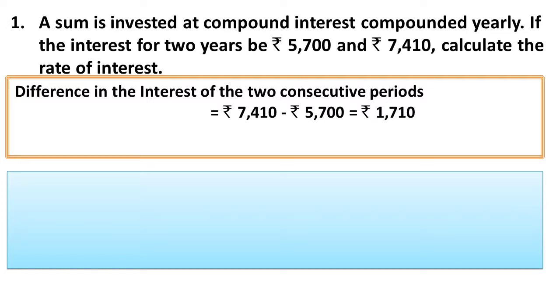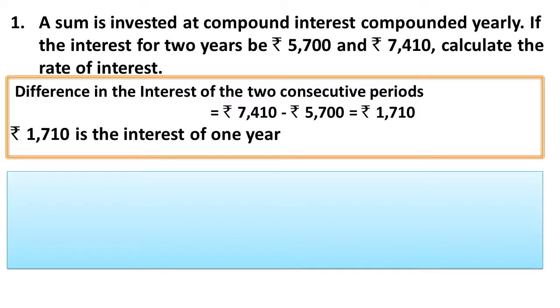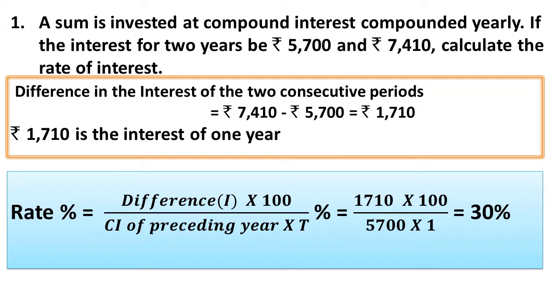interest of preceding year. That means to say, you just imagine, last year compound interest is 5,700 and this year compound interest is 7,410. As we have calculated the difference, the preceding year's interest is 5,700 into term. Term is 1 year. We have calculated the conversion. We have taken interest of 1 year.